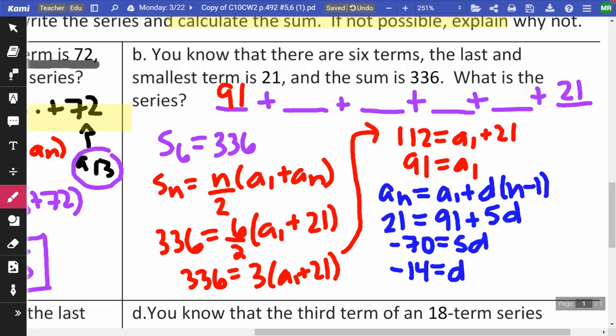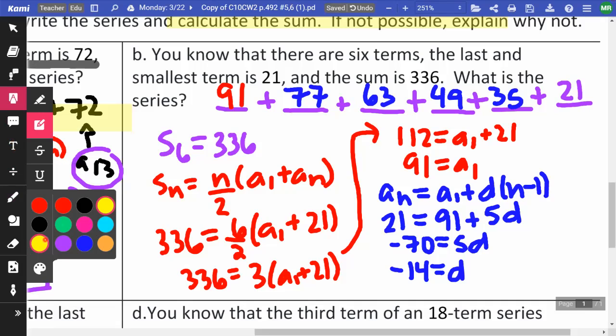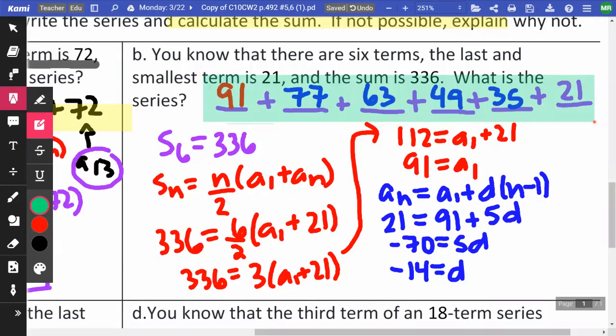So what that means is I'm going to be subtracting 14 in my pattern above. So I'm going to take 91 minus 14, which is 77. I'm going to minus 14, which is 63. I'm going to minus 14, which is 49. I'm going to minus 14, which is 35. And let's make sure we get to the 21. If I minus 14 again, yes, I got 21. So this right here is going to be our series.